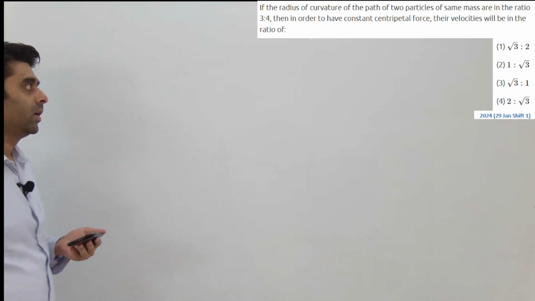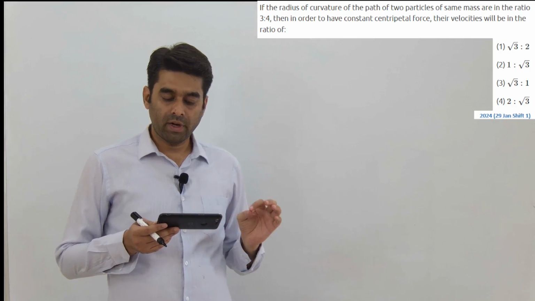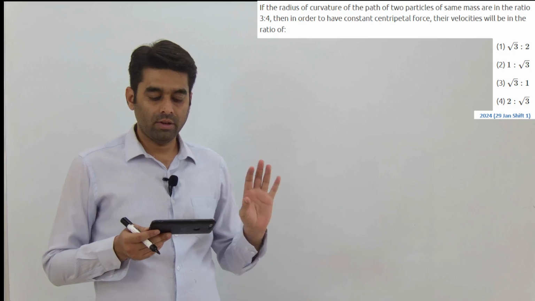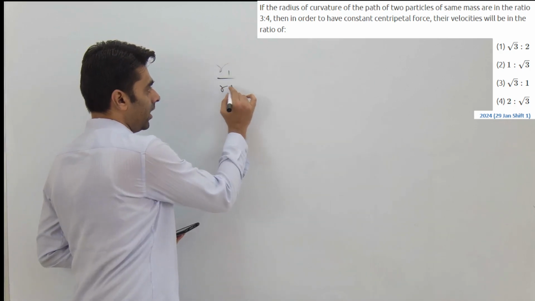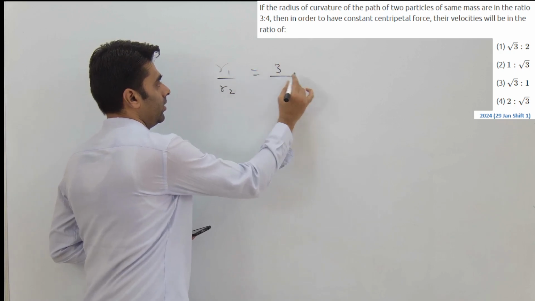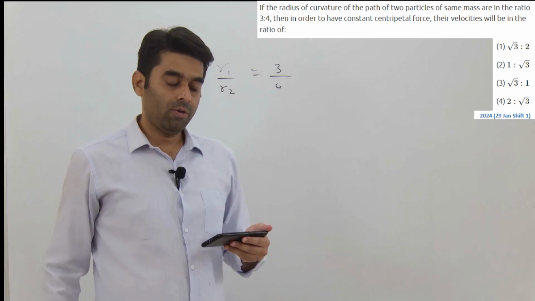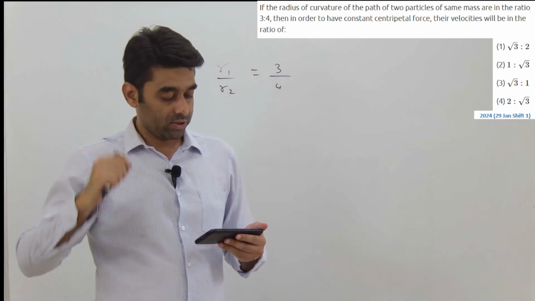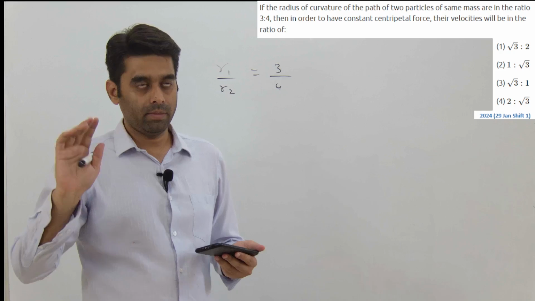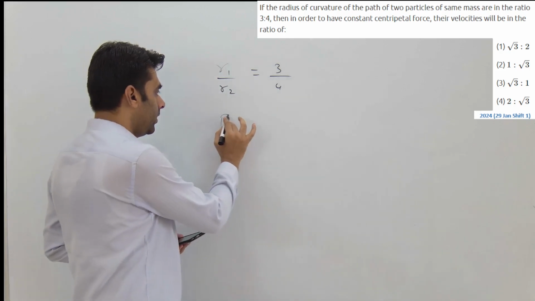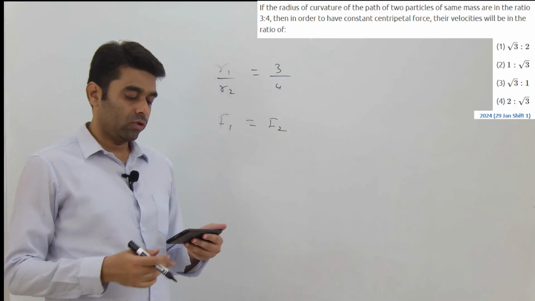Our question is, if the radius of curvature of the paths of two particles of the same mass are in the ratio of 3:4, let's take R1 and R2 in the ratio 3:4, then in order to have constant centripetal force, their velocities will be in the ratio of... Constant centripetal force implies the same centripetal force, so F1 equals F2. Then what will be the ratio of their velocities?